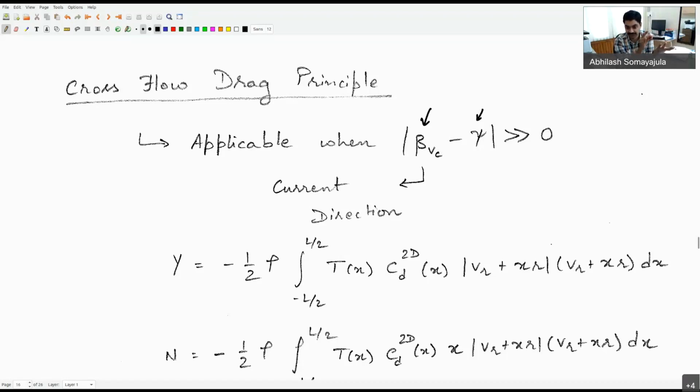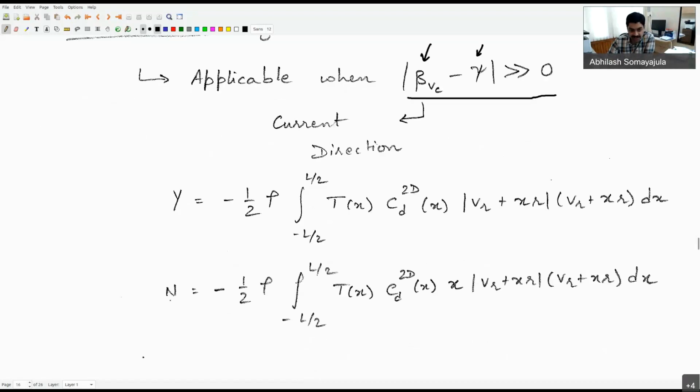Don't expect to see it. So when our angle is high, that is when we try to figure out the sway and the yaw moments coming about due to this. They can be computed in a similar manner, as 1/2 times rho times T of x, where T here is the local draft.